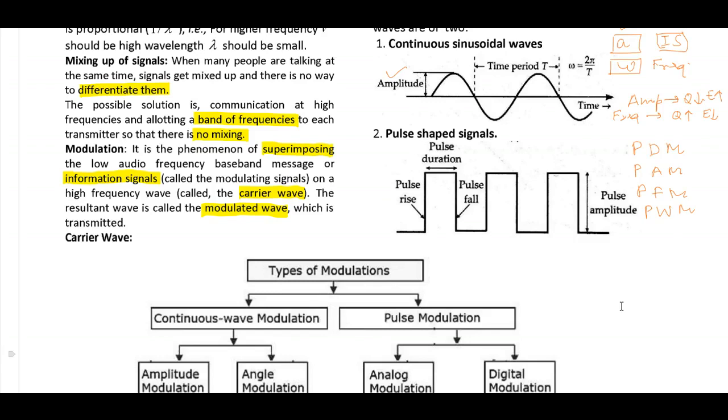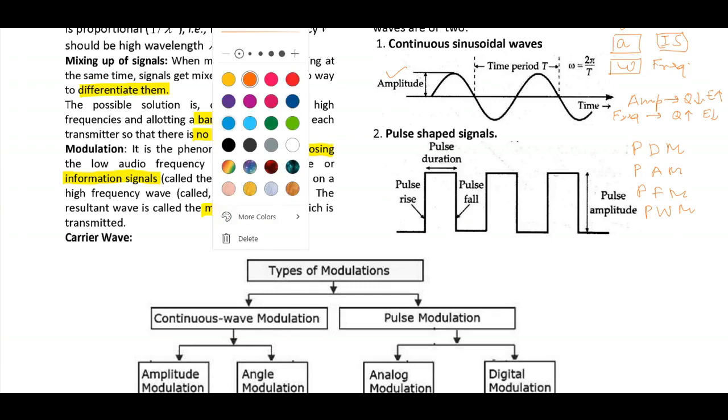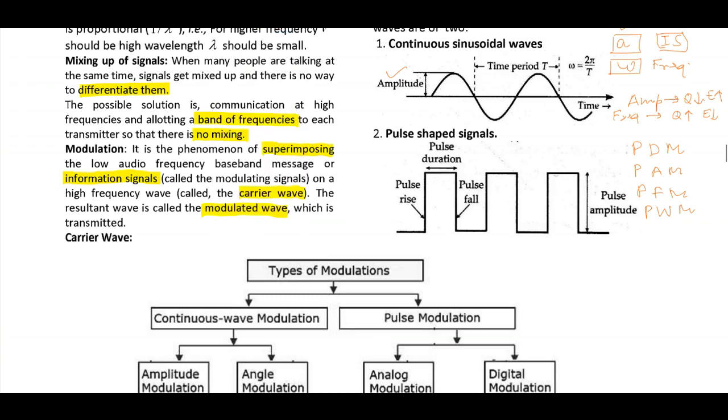One is continuous sinusoidal wave modulation. This is continuous sinusoidal wave modulation. And this was pulse modulation.